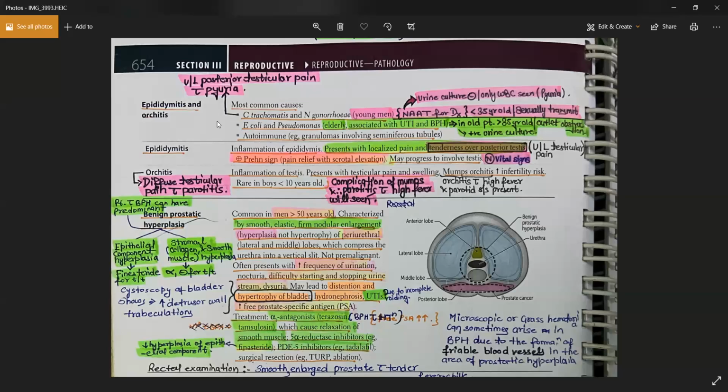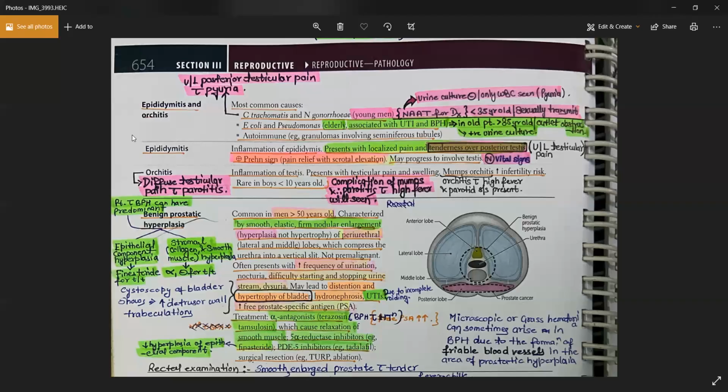Now, let's discuss epididymitis. It is basically the inflammation of the epididymis. Whenever you have epididymitis, you will have pain on the posterior and superior aspect of the testis. So whenever you encounter a patient having unilateral superior and posterior pain on the testis, you will think about epididymitis. And when you elevate the testis or the scrotum with the hands, you will get relief of pain in the patient.